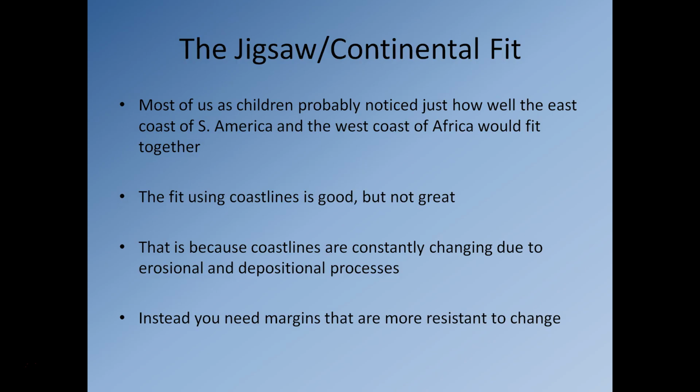And the reason for that is that coastlines are dynamic systems. So a coastline doesn't remain exactly the same shape over very long periods of time. Some portions of it will undergo erosion, some portions of it will undergo deposition, and therefore will become larger, and of course the sea level goes up and down, so the coastline is constantly changing position. And so this means trying to match the continents up using their coasts is on the whole relatively successful. However, it's not a particularly great fit. So instead what you need is some kind of margin that's more resistant to change.